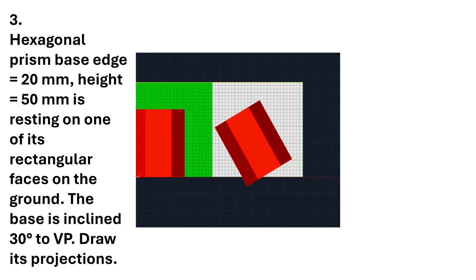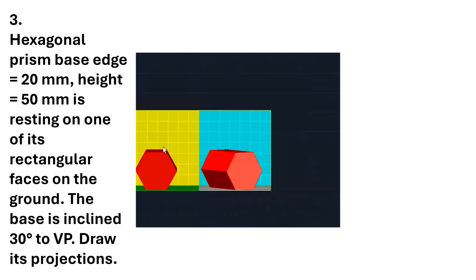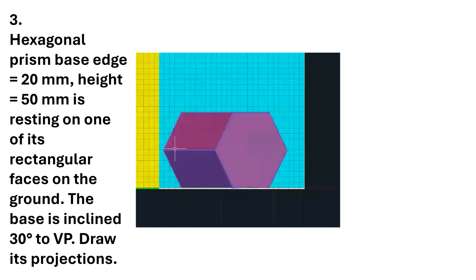So you can see the final front view appearing like this. Here this base you can see, the other base you can't see, and the hidden edges we can't see, so we will represent them with dotted lines.